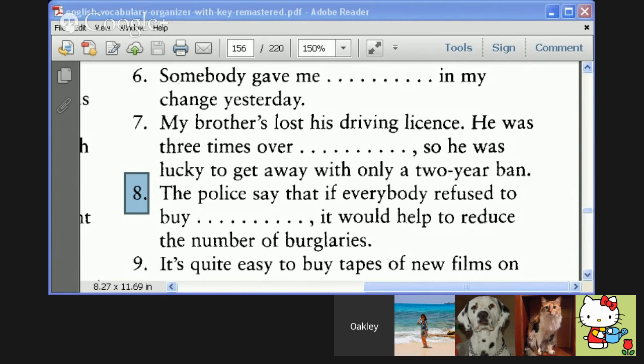A person is called a fence. A fence is the person who buys and sells stolen goods, or to fence means to sell stolen goods. You fence something. You sell something stolen.